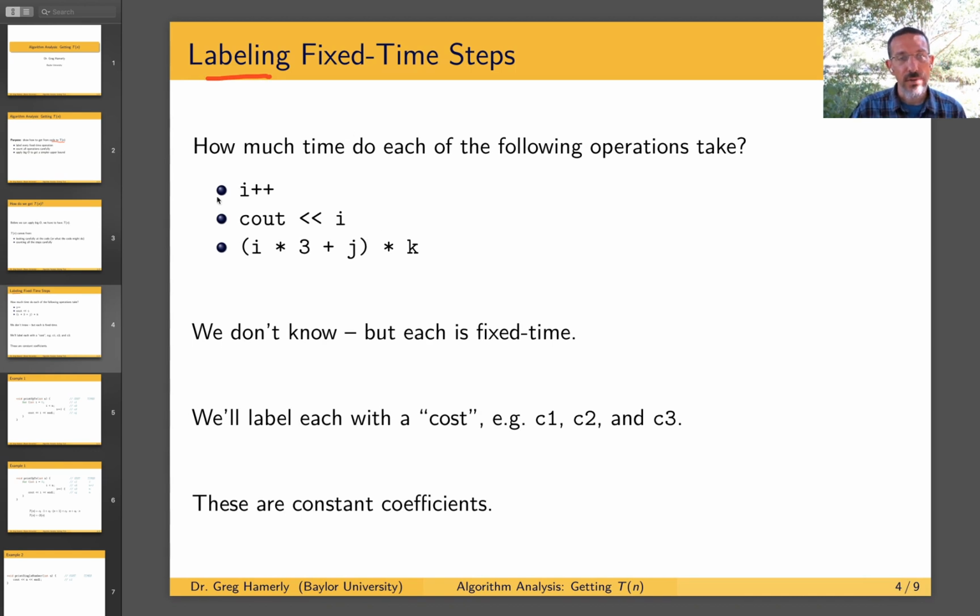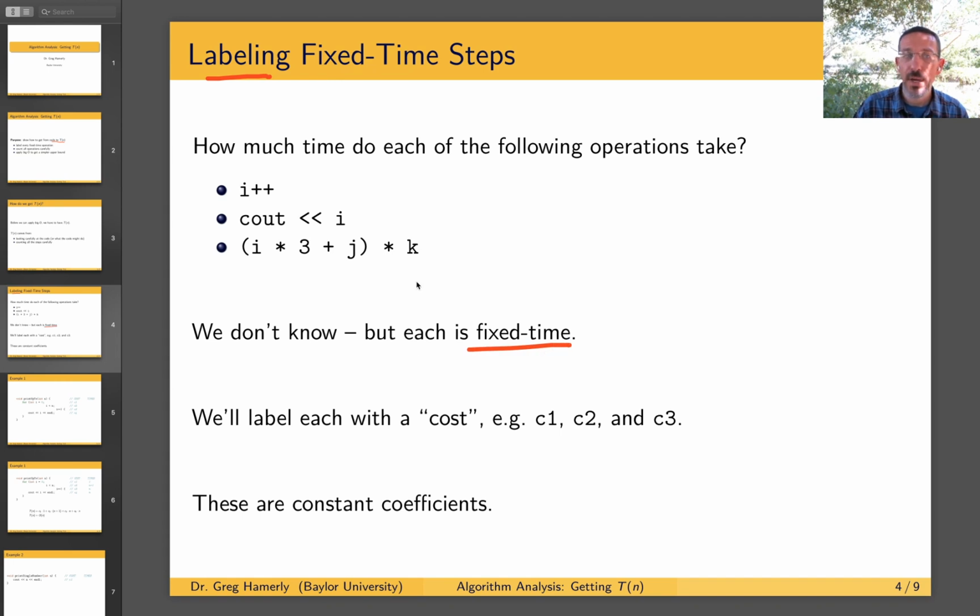You might look at these three different statements, i++, cout, left shift, i times 3 plus j, quantity times k. How much time does each of these take? I don't know. Maybe a cycle here, maybe a few cycles here, maybe a few cycles here, CPU cycles. We don't know how much time these take, but each of them is fixed time.